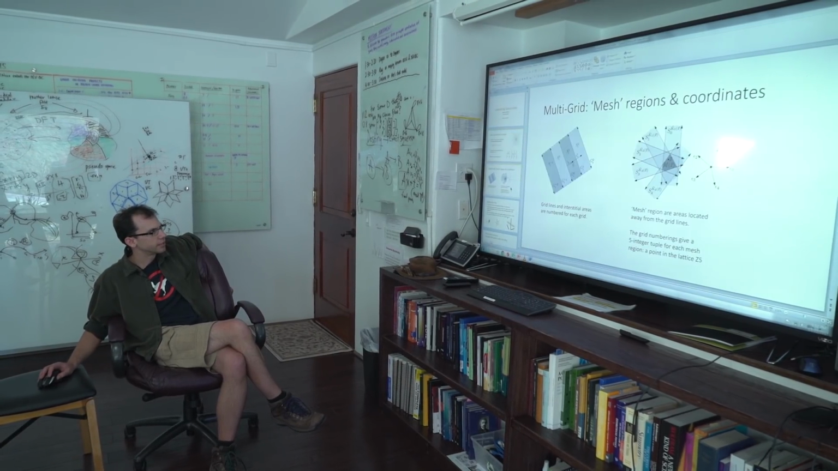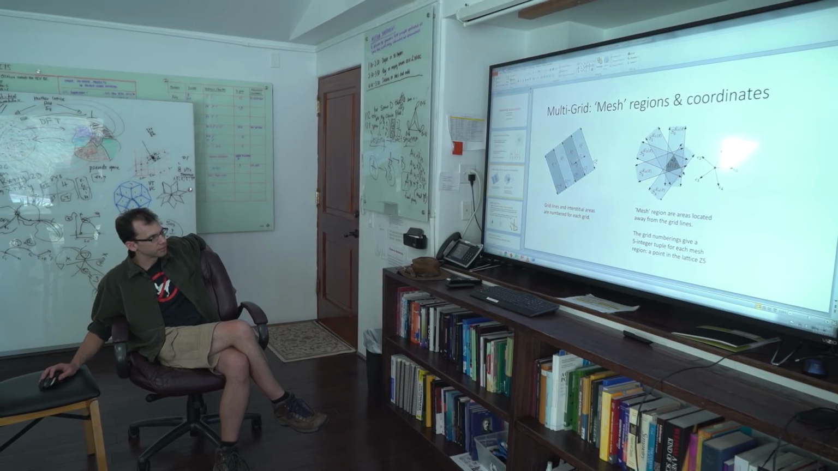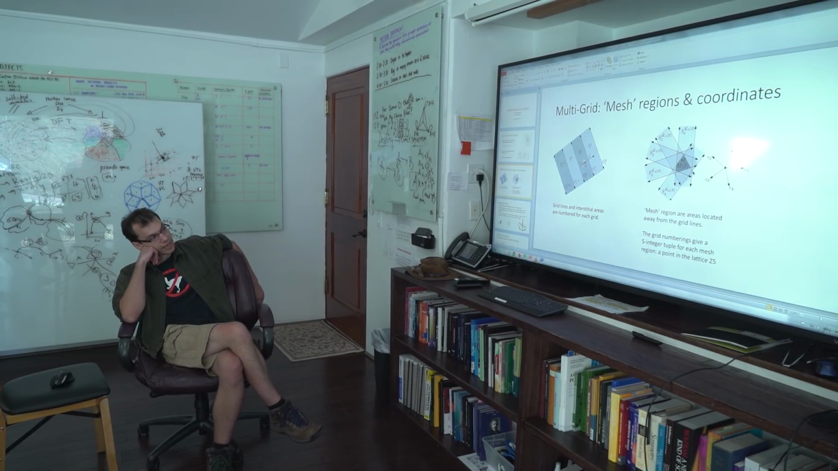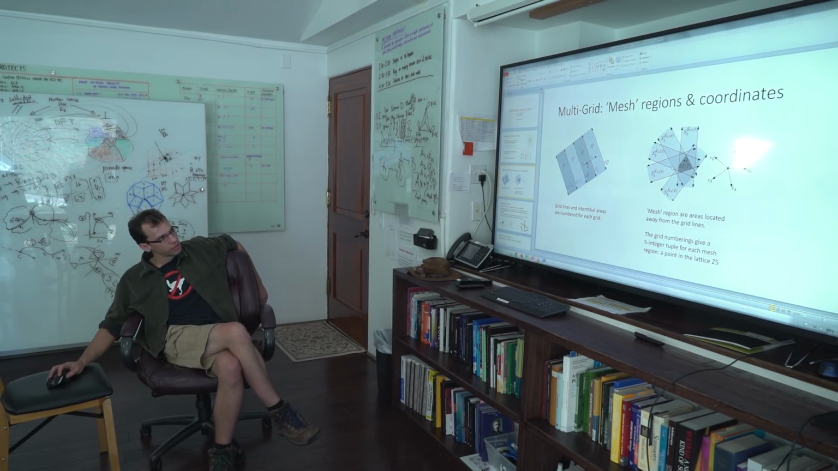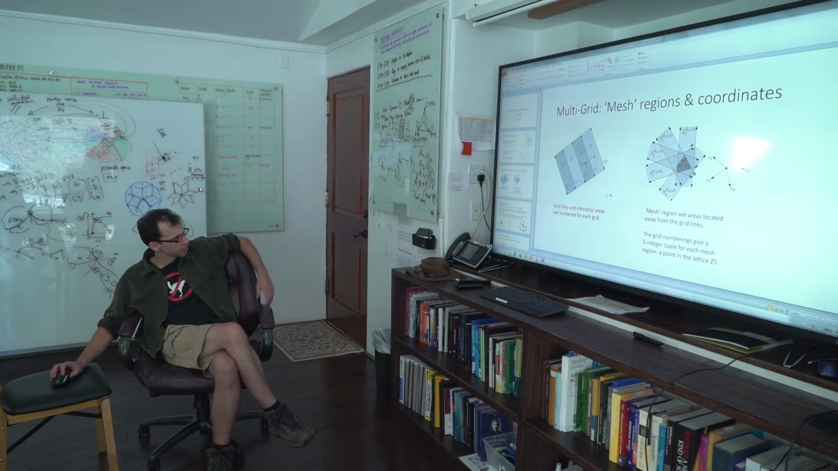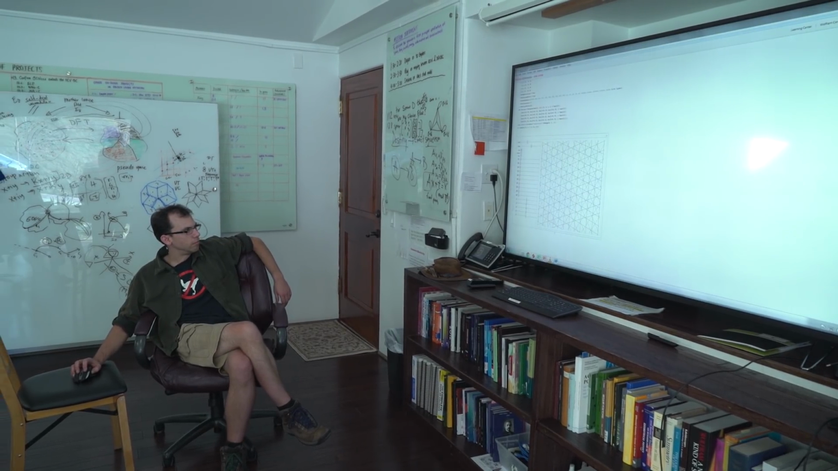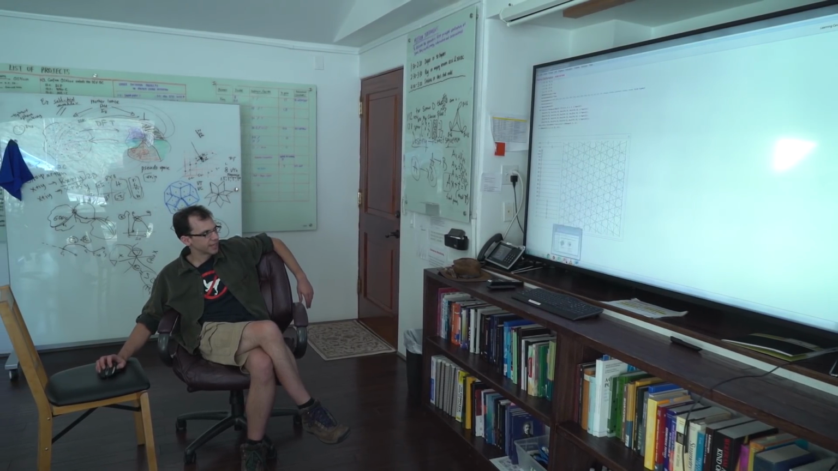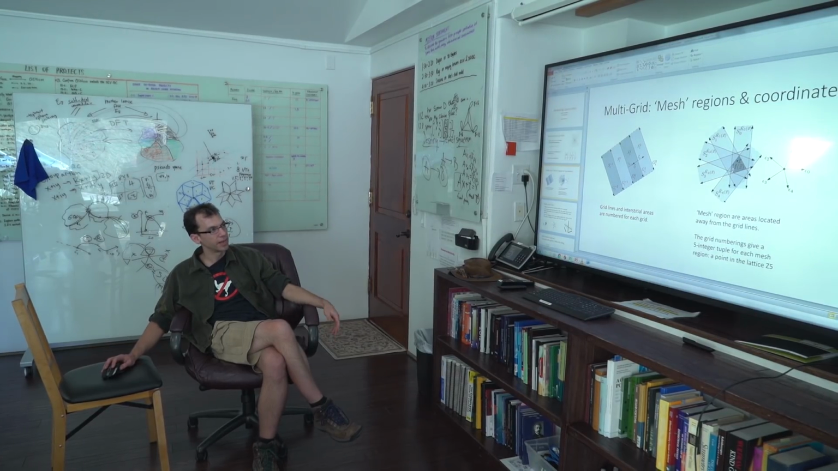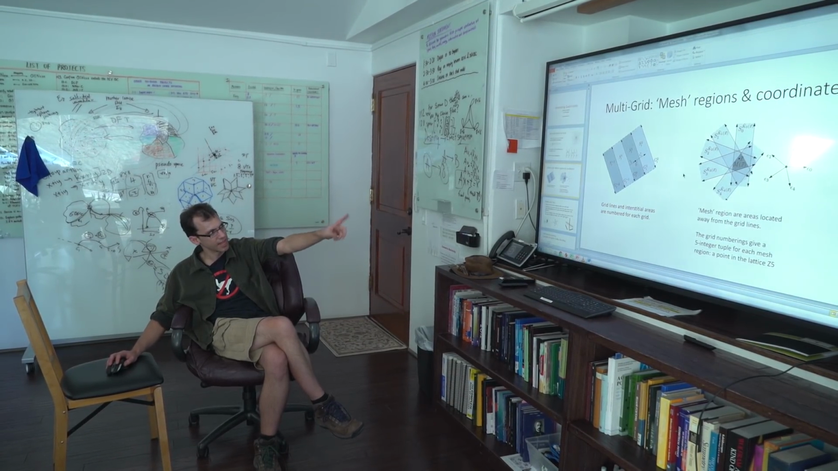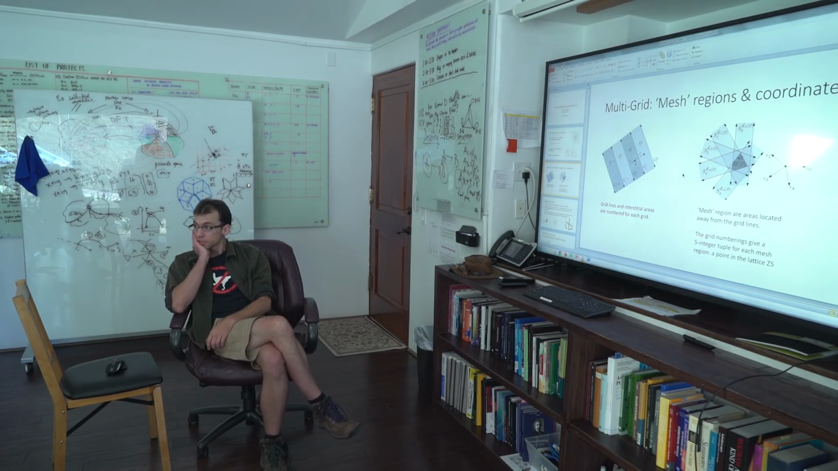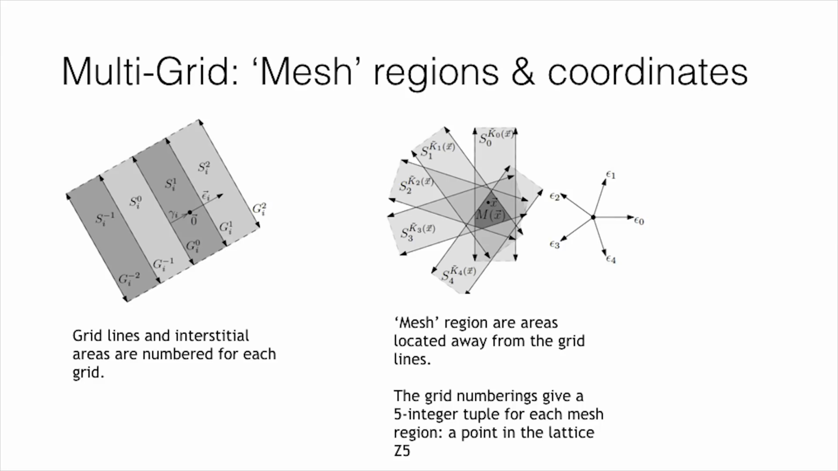So the procedure is to take the spaces in between, which are numbered also in each grid. And whenever you have a little region, these mesh regions, these white regions that lie away from the grid lines, each one is contained within 5 of these slabs, these stripes. Each stripe is numbered, so each mesh region is assigned 5 integers as a coordinate.